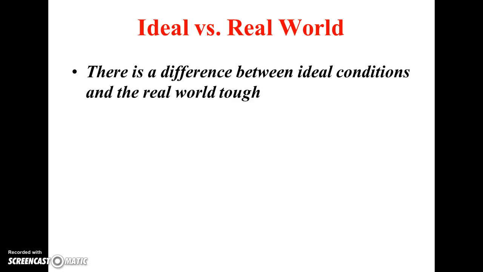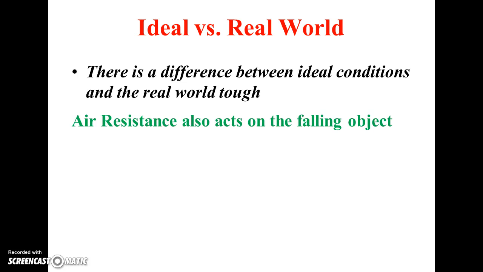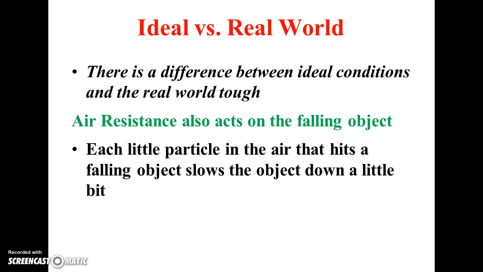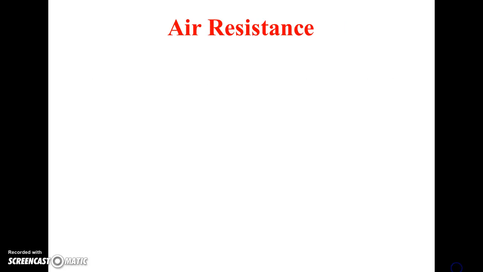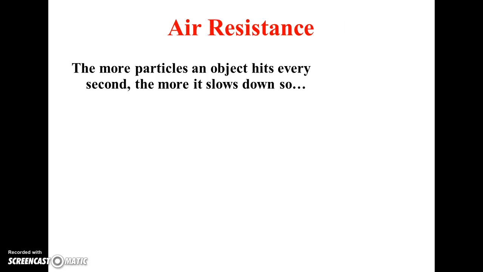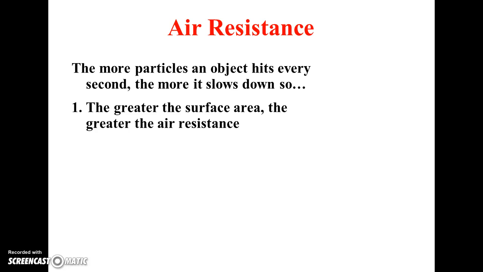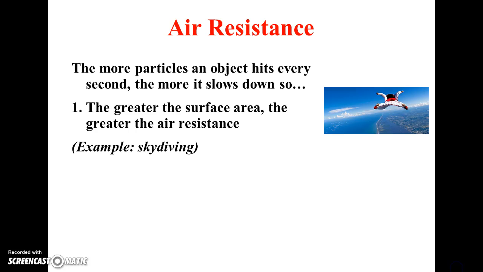But there's a difference between the ideal conditions and the real world. We also know that air resistance is going to act on the falling object, and that's going to change its acceleration. As each little air particle hits that falling object, it's going to slow that object down just a little bit. And the more particles an object hits every second, the more it's going to slow down. So the greater the surface area, the greater the air resistance.